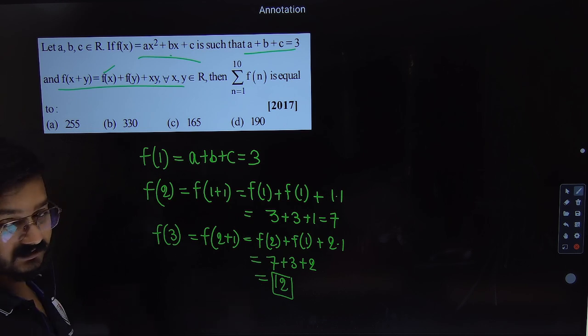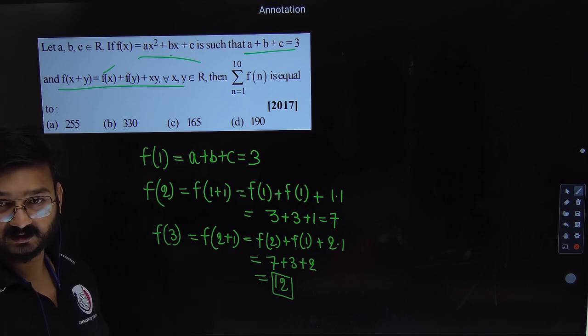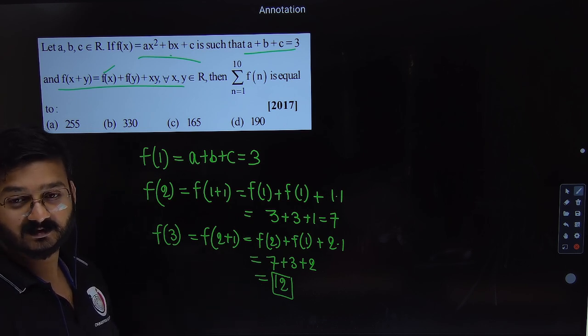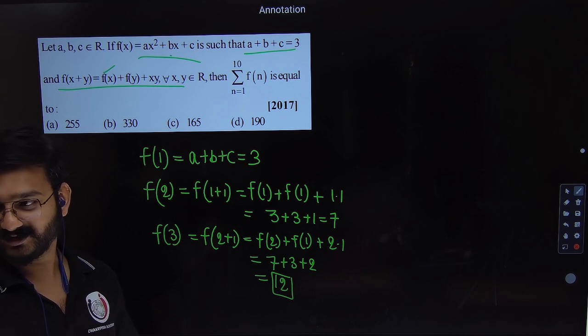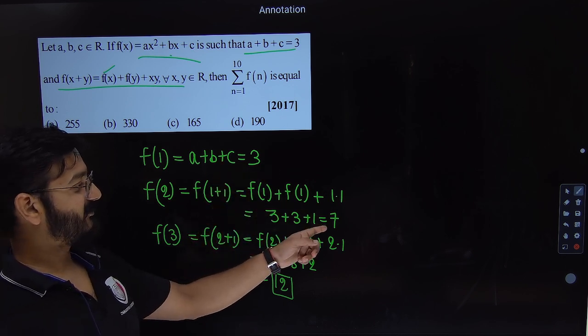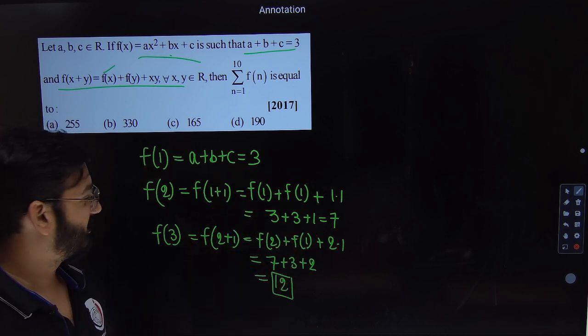Okay? So it's not AP. How come AP? Hey, it's not that simple a question. It's not AP. 3 plus 4, 7. 7 plus 5, 12.